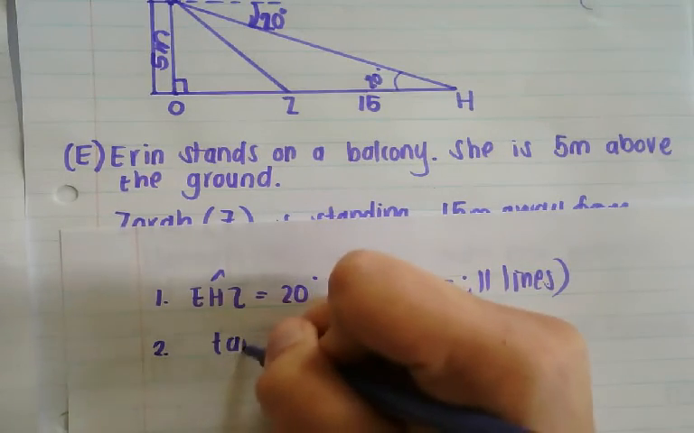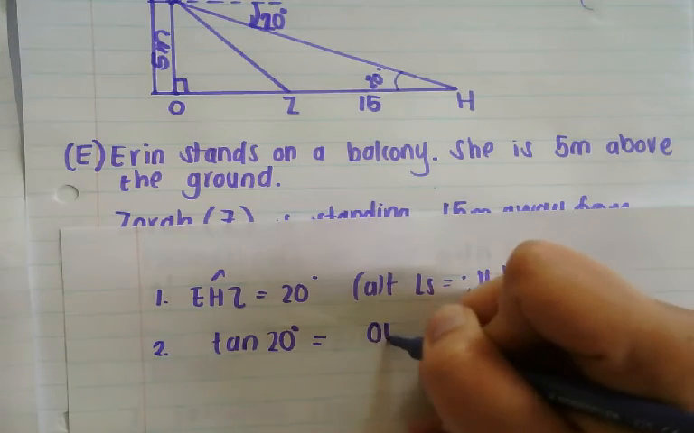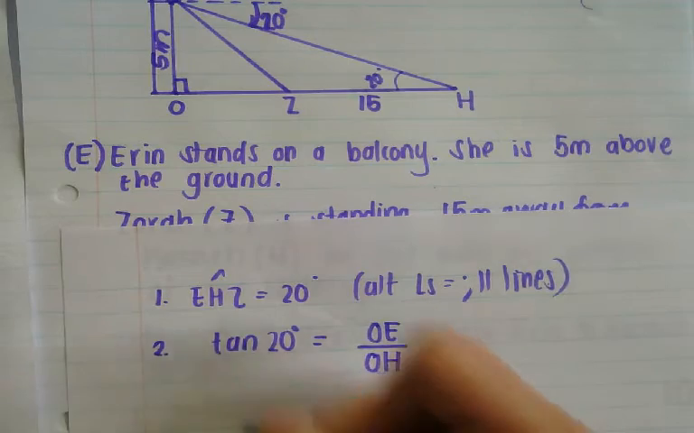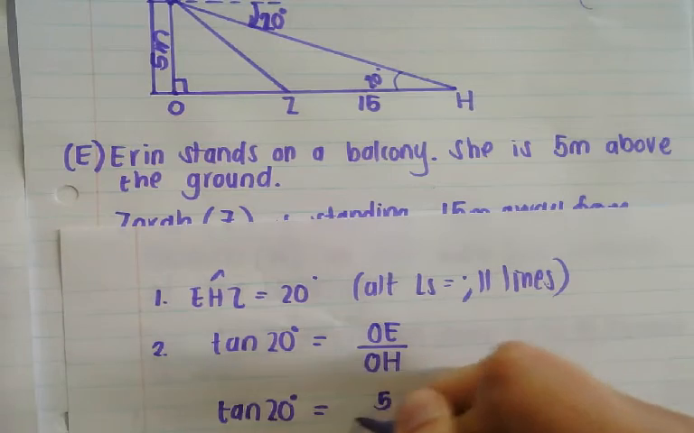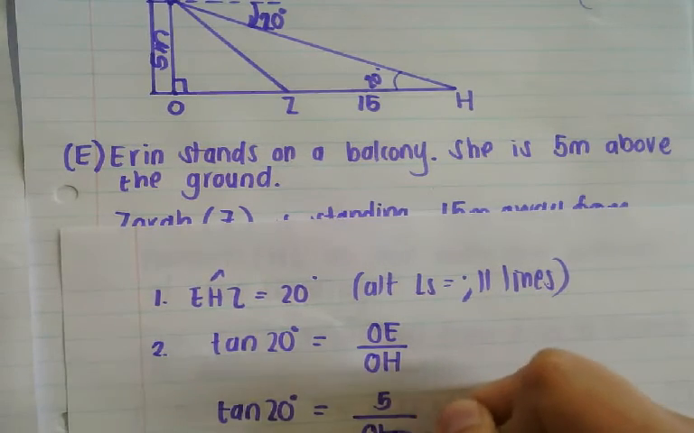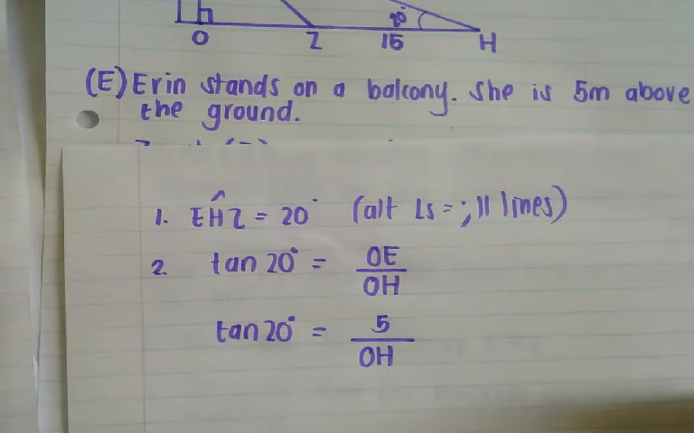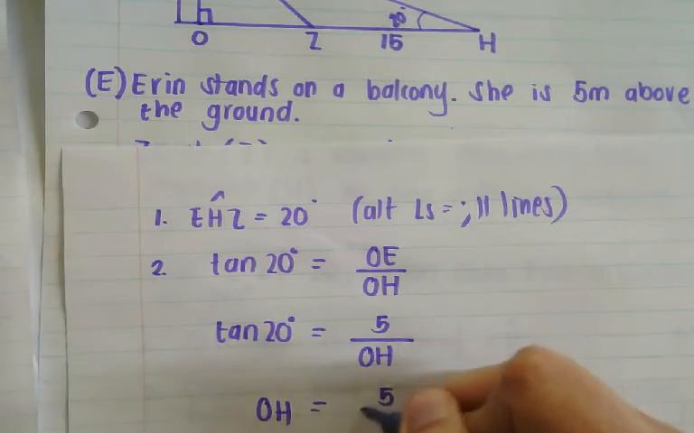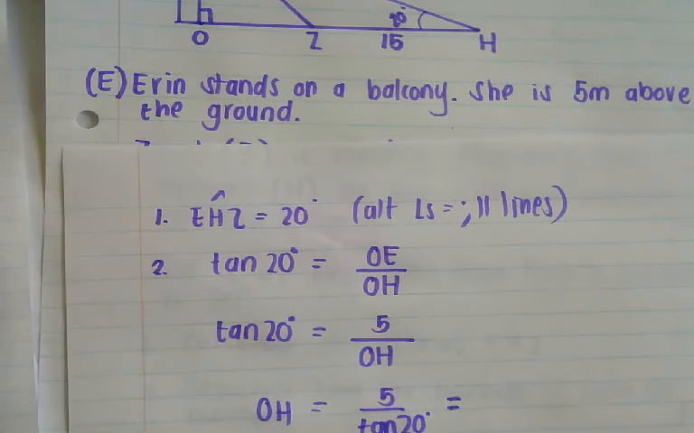So tan of 20 degrees is equal to opposite, which is OE, over adjacent, which is OH. But OE is equal to what? 5. OH is what I'm trying to calculate. So how am I going to find OH? I'm going to divide. OH is equal to 5 divided by tan 20 degrees. I am apologizing, but we are going to use our full 3 minutes.